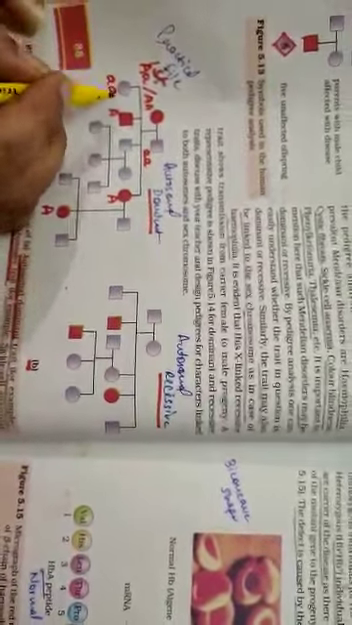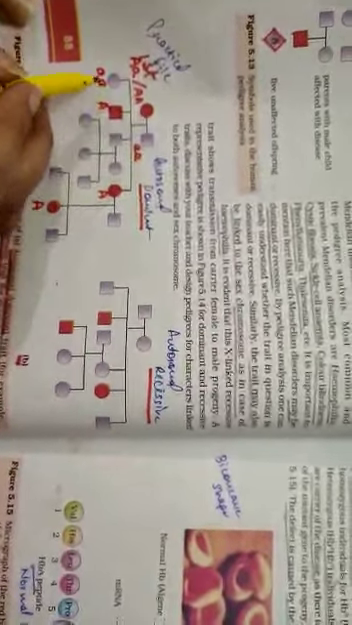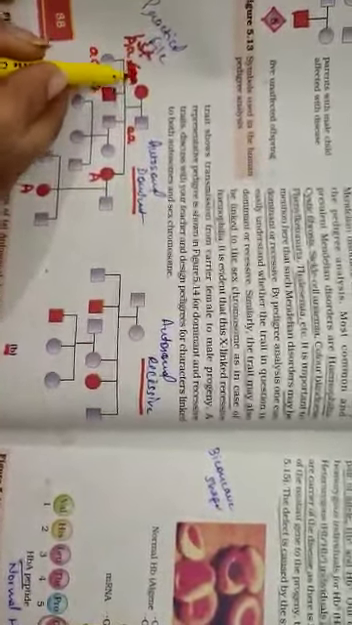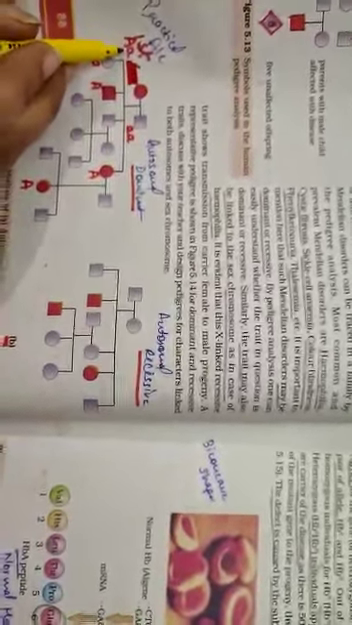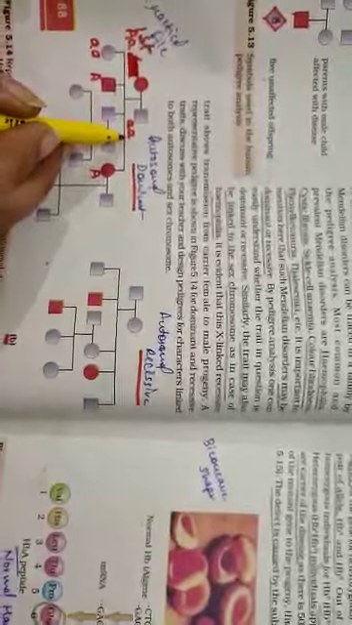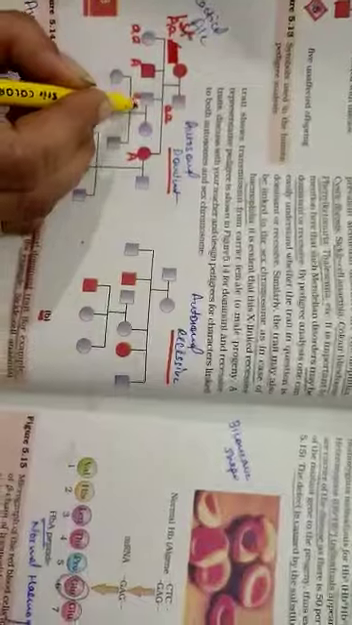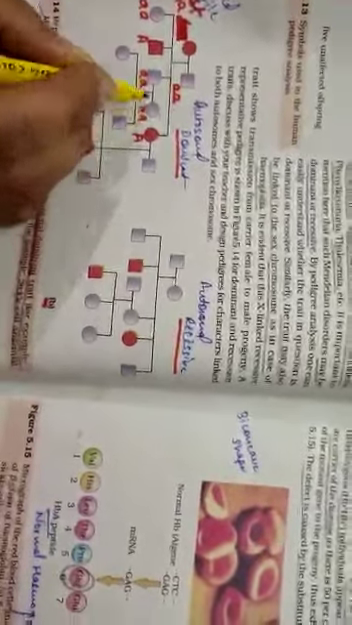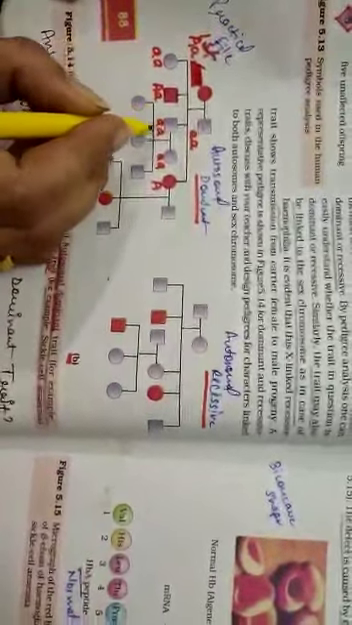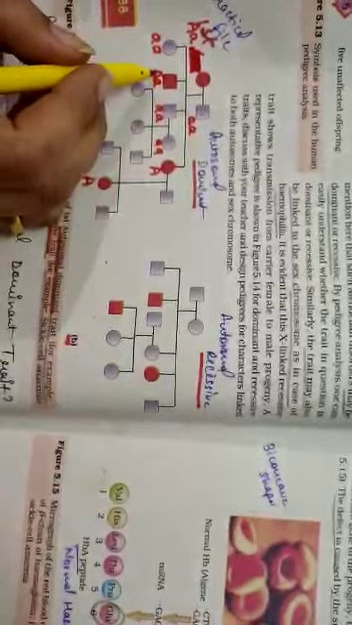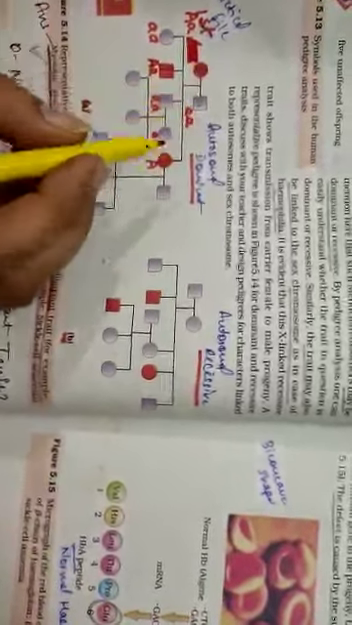She has received one small a from the father and one small a from the mother. So we will conclude that the mother is heterozygous. Her genotype is capital A small a, and this individual is small a small a, because of the individuals which have appeared. This father has given one gene to all the individuals, that is small a. Since it is dominant, this capital A is inherited from the mother.